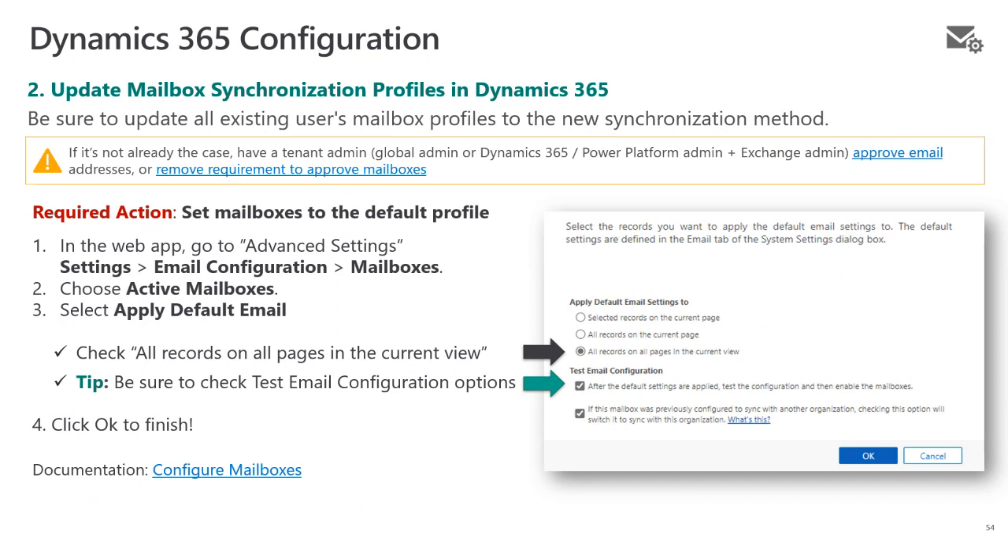And if you want to apply it to all users, you need to check all records on all pages in the current view. And with this extra tip, be sure to check the test email configuration option. That way, this will perform a single test to make sure that everything works nicely for your users.